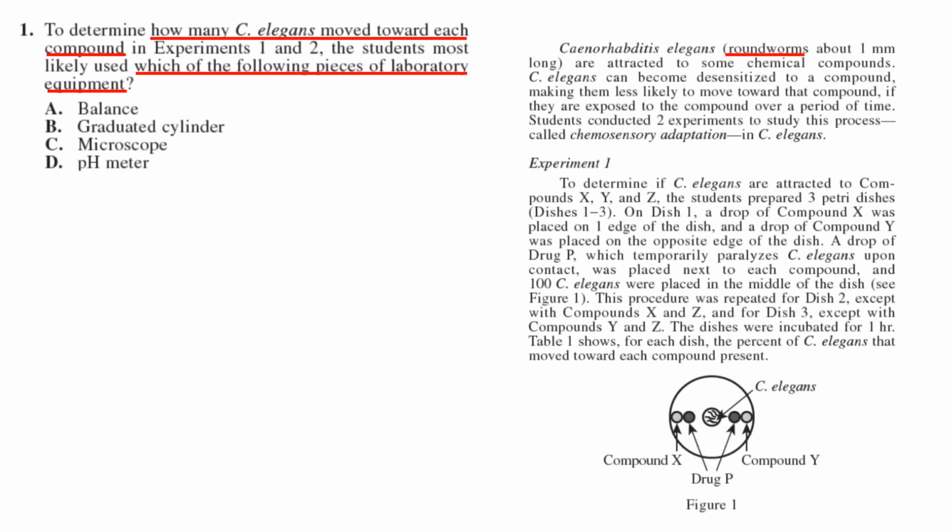Number 1, to determine how many C. elegans move towards each compound, the students likely used which lab equipment. So we're looking at roundworms, and this requires a bit of knowledge of how lab equipment is used. You're not going to use a balance, because a balance is used to measure solid materials. A graduated cylinder is used to measure liquid materials, and a pH meter is used to measure pH. So you're going to use a microscope. They're just counting really small things. So the answer is C.